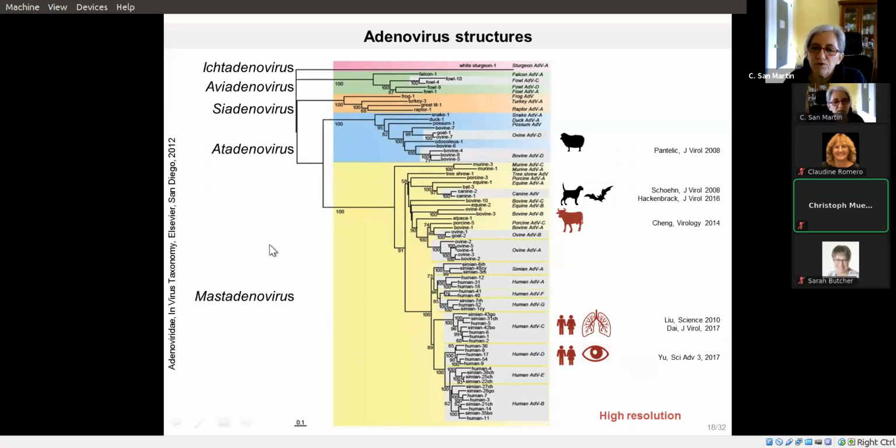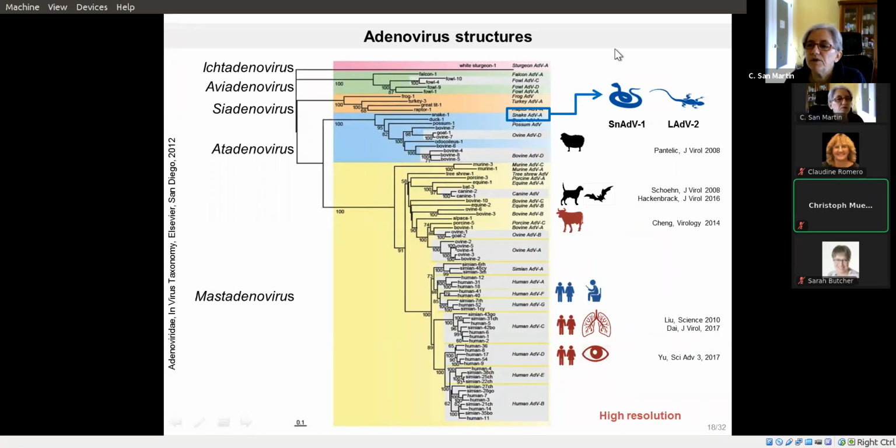So we decided to start working in some of these less explored adenoviruses, and we have recently solved the structure of human adenovirus species F, which is an enteric adenovirus. It causes gastroenteritis. And it is peculiar in the sense that this is its only tropism, unlike the other adenoviruses which have a main tropism but can also cause disease in other parts of the body.